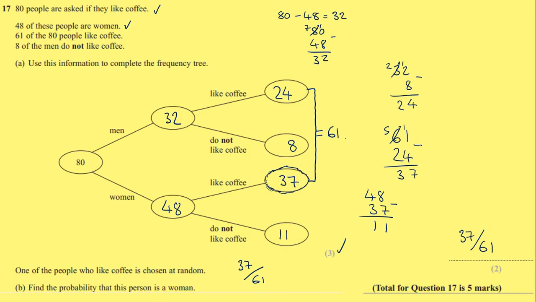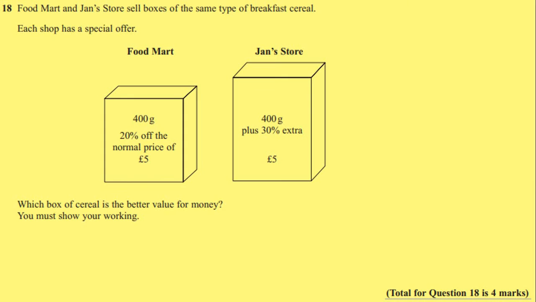Okay, moving on. Food Mart and Jan's store sell boxes of the same type of breakfast cereal. Each shop has a special offer. Which box of cereal is the better value for money? Now, value for money is how much do you get over the cost. Okay, so we've got 400 grams and then we've got 20% off the normal price of £5.